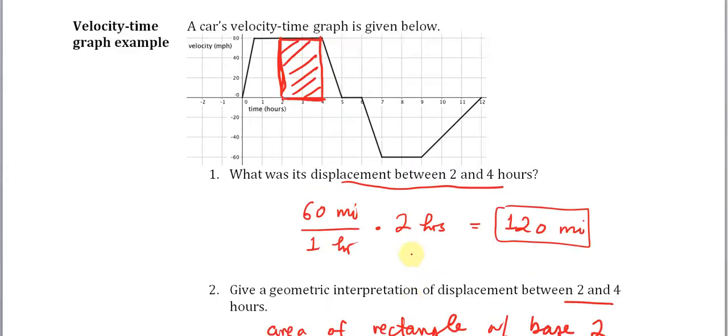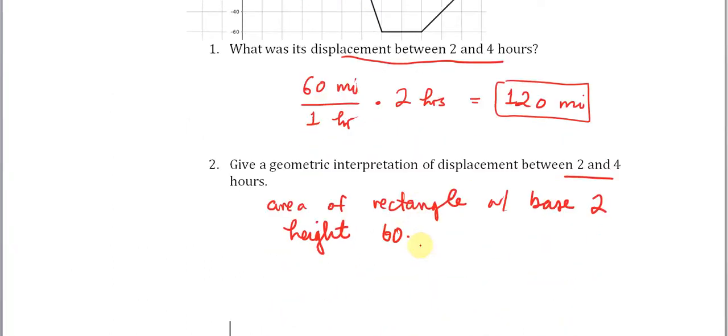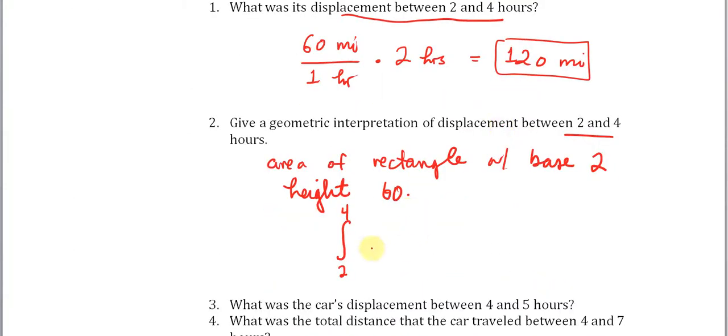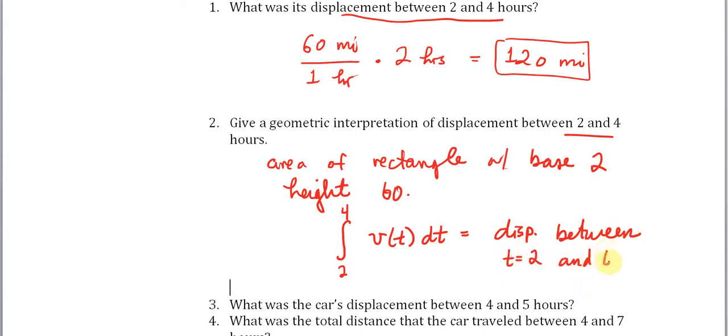Now, it's not always going to be a rectangle. It could be some other shapes. So another way that we could describe this is it is the definite integral from 2 to 4. And our function here is the velocity function. Let's just name this function v of t. So it's the definite integral from 2 to 4 of v of t dt. And this is equal to the displacement between t equals 2 and t equals 4 hours.